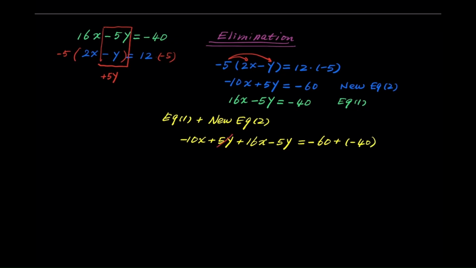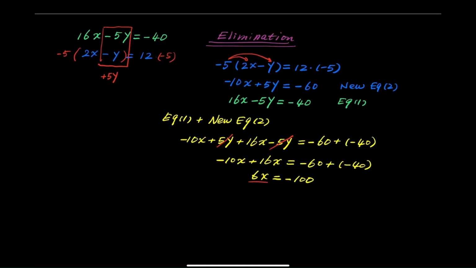Now you see the 5y minus 5y is 0. So we cancel out the variable y. Now we have negative 10x plus 16x equals negative 60 plus negative 40. So negative 10x plus 16x is 6x, and negative 60 plus negative 40 is negative 100.